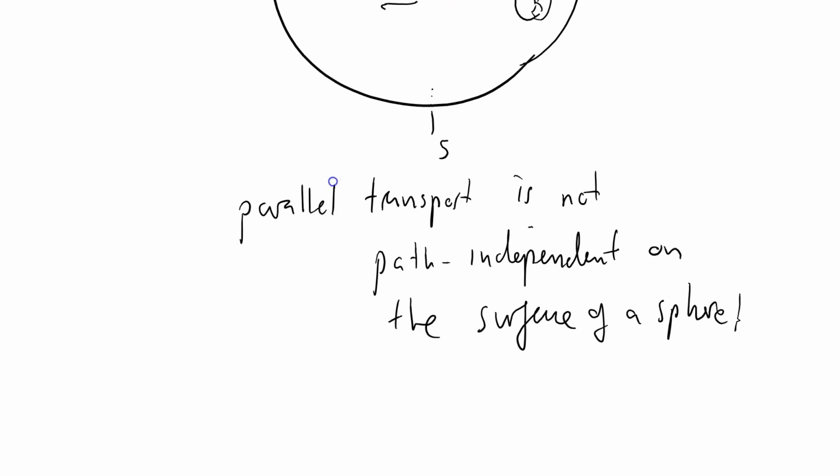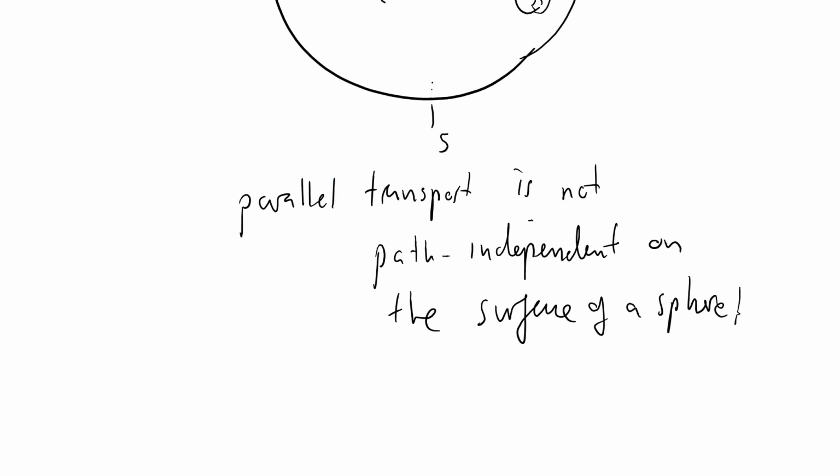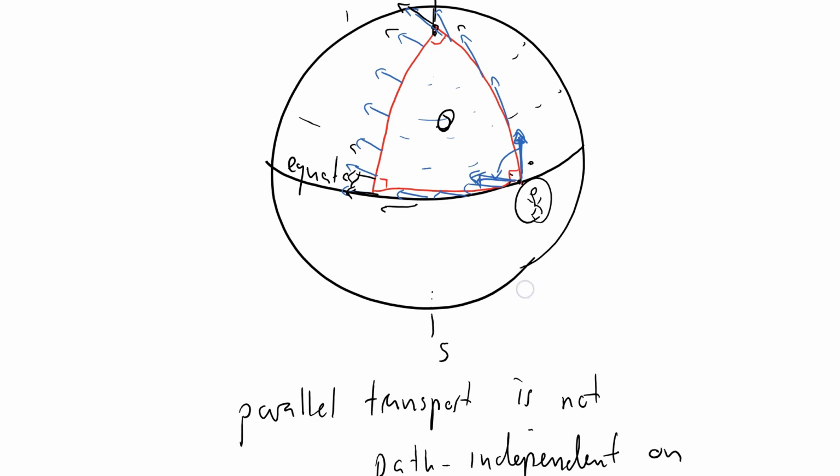So I'm just going to leave that there as an example of parallel transport being path dependent in a space which has curvature, and we'll quantify this later, of course. So I'm going to stop there.